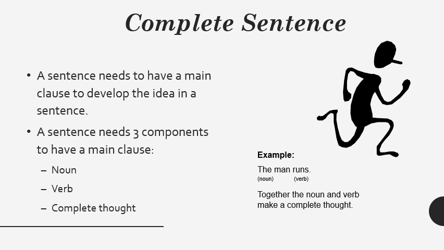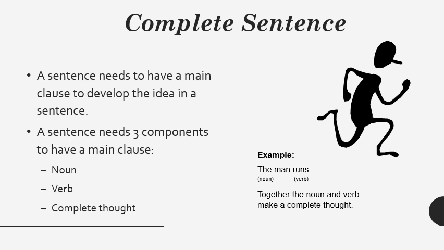A similar example, the man runs. You see, noun and verb. The man is a noun. What is he doing? Runs. Okay, so it is the verb. In this sentence, I have a noun, I have a verb, and I have a complete thought, so I can consider it a complete sentence.